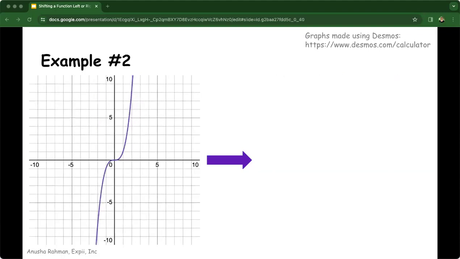Now you try this next example on your own. Here I have shown you the graph of the function y equals x cubed. I want you to shift this function to the left by 2 units. What do you predict it will look like? Pause and take a moment to figure that out on your own.